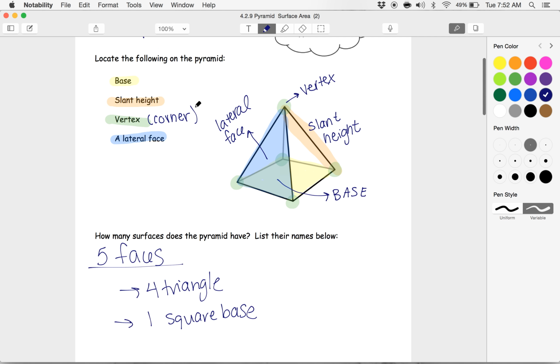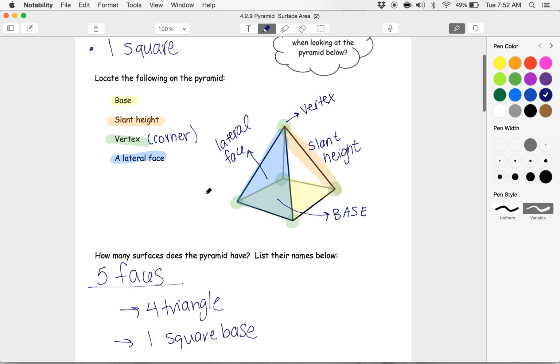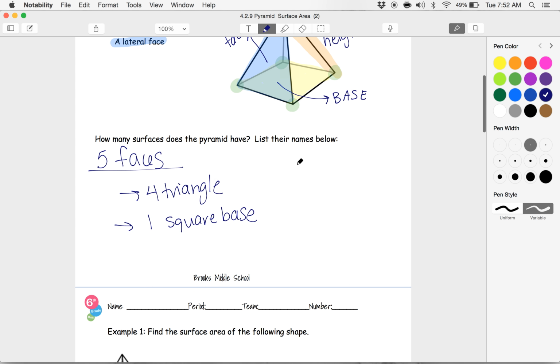Which is kind of the same that we put up here. 4 triangles, 1 square base. Take a minute to write that down. Then we'll actually start finding the surface area of this thing.